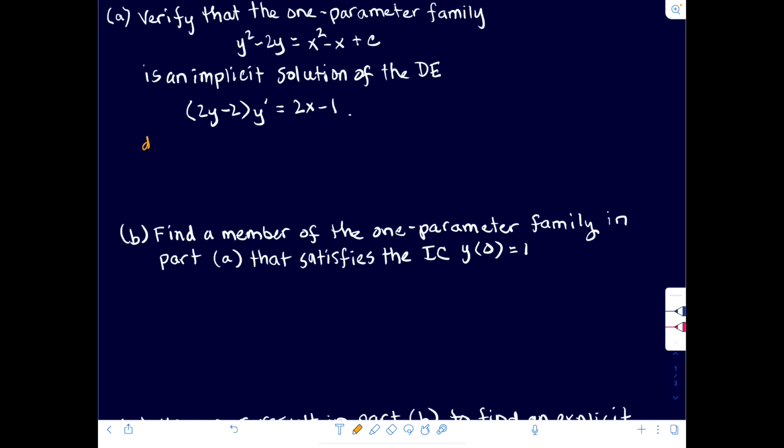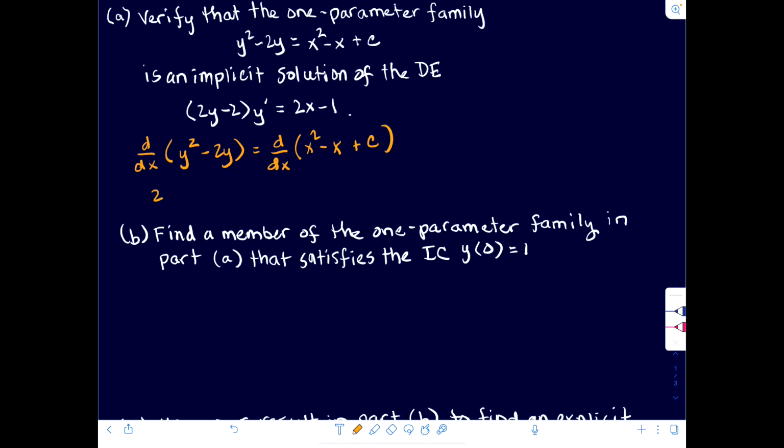We're going to need to differentiate with respect to x quantity y squared minus 2y, and then we have to do the same thing on the other side, and we're differentiating that solution to see if it matches the differential equation that's underneath. So the left-hand side has y's in the terms, and we're differentiating with respect to x, so that's implicit differentiation. So you're going to remember that the derivative with respect to x of y is dy dx. So if you have y raised to a power, you use the chain rule.